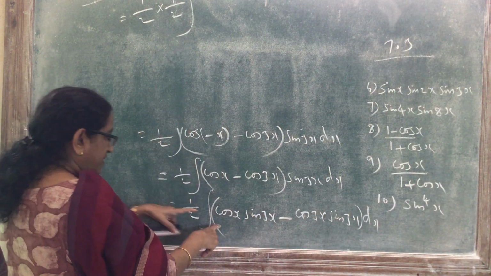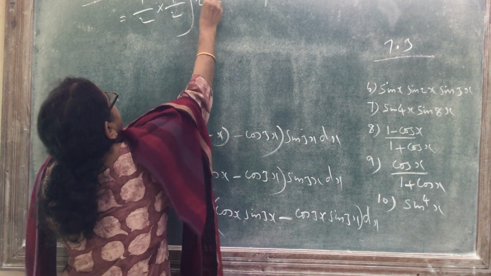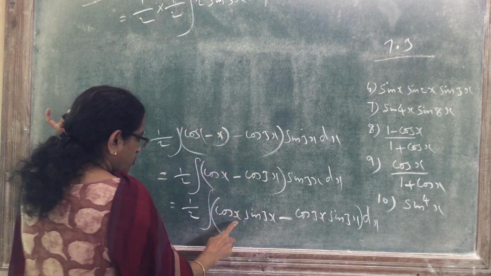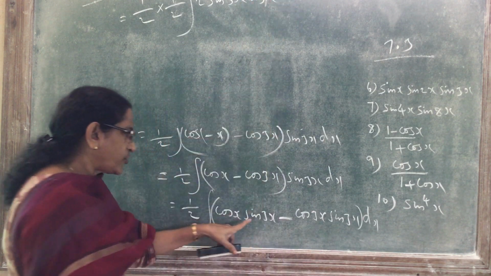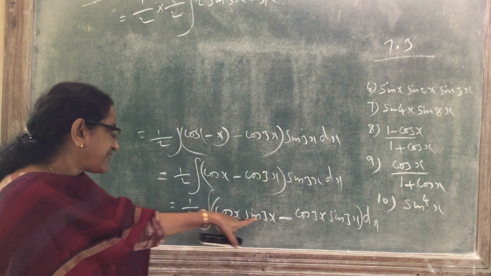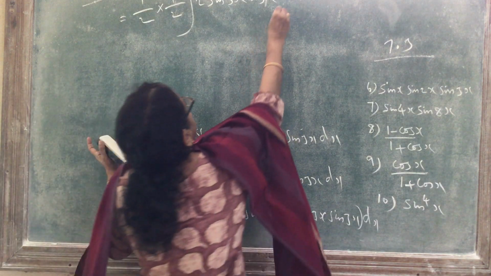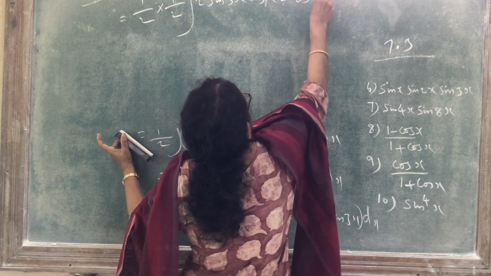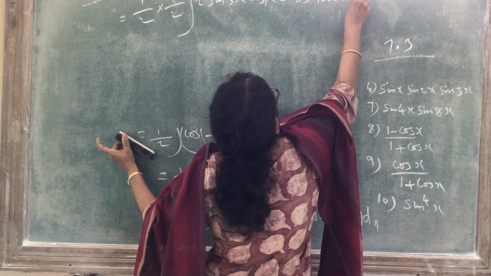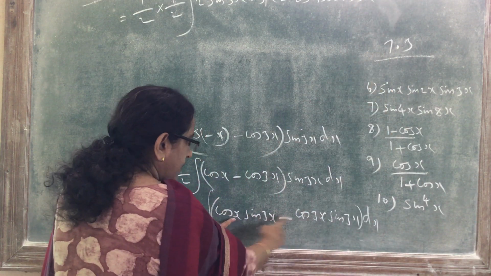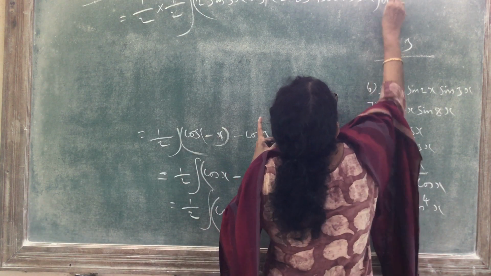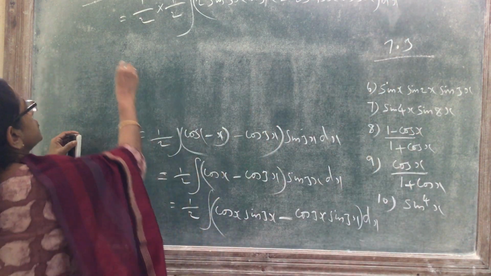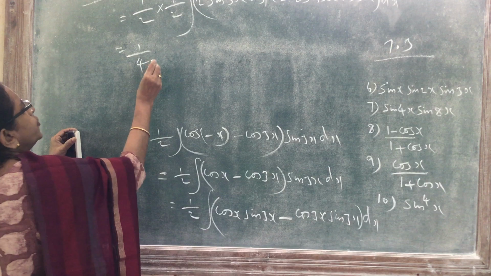So we are going to write here 2 sin 3x cos x, that we can write, sin term first: 2 sin 3x cos x minus 2 sin 3x cos 3x. So both terms we multiply by 2. Then bracket dx, we have to integrate this. So that is equal to 1 by 4 into integral.